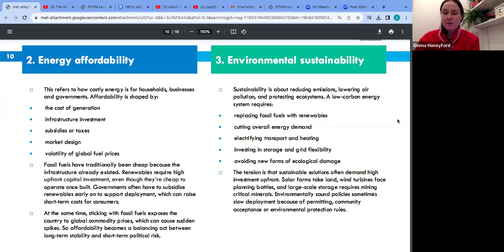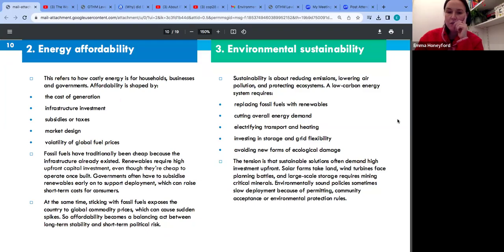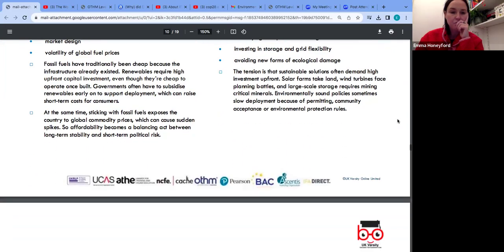The tension is that sustainable solutions often demand high investment upfront. Solar farms take land, wind turbines face planning battles, and large-scale storage requires mining critical minerals, often from other countries. So there is always an environmental cost, but it may look different depending on what renewable energy it is. It just needs an understanding of that for each type of renewable energy. Environmentally sound policies sometimes slow deployment because of permitting, community acceptance or environmental protection rules, so those areas need to be considered.